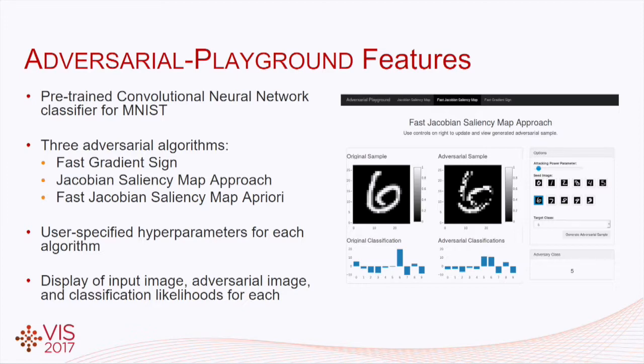And then finally, we had noticed that the Jacobian saliency map approach was a bit slow in visualization. This isn't so great. And so we made an improvement to optimize the speed, approximating the result of a Jacobian saliency map. The user can select different types of input images and hyperparameters for the attack algorithms, and then display the input image, adversarial output image, and then the classification likelihoods for each class.